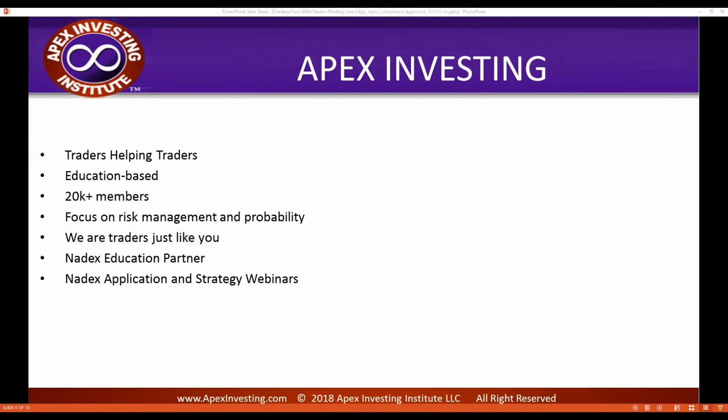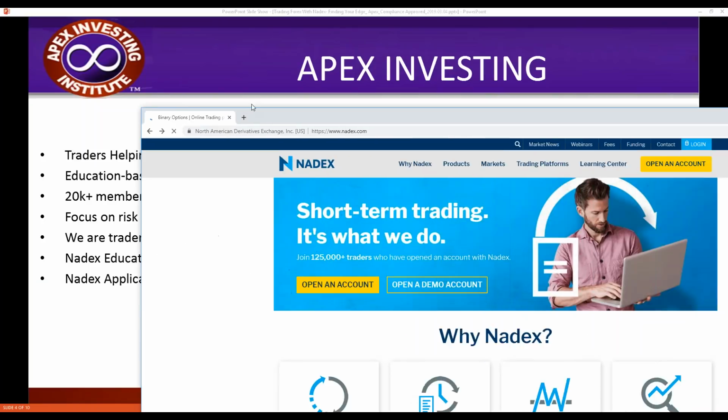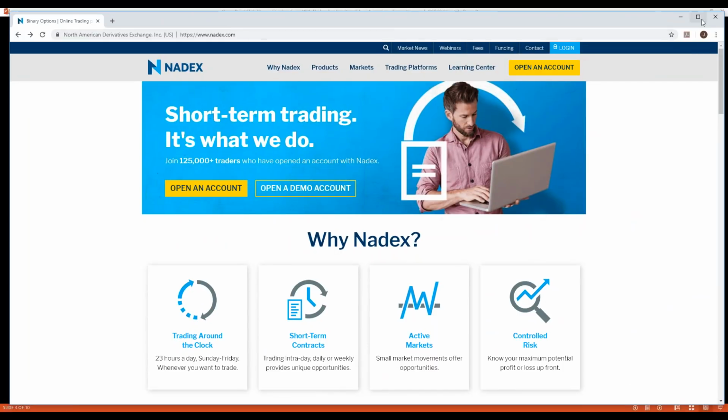So, one thing I always give Nadex a lot of props and a lot of credit for, they do a lot for their members. They offer a lot of tools, a lot of free tools, a great trading platform, and there's charts and indicators inside the platform. But they also do a lot of education and free education for their members.